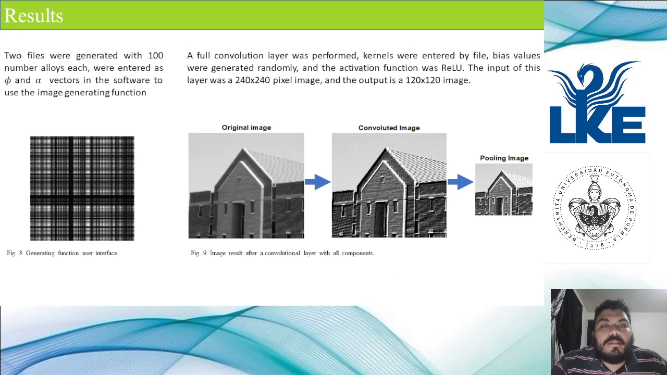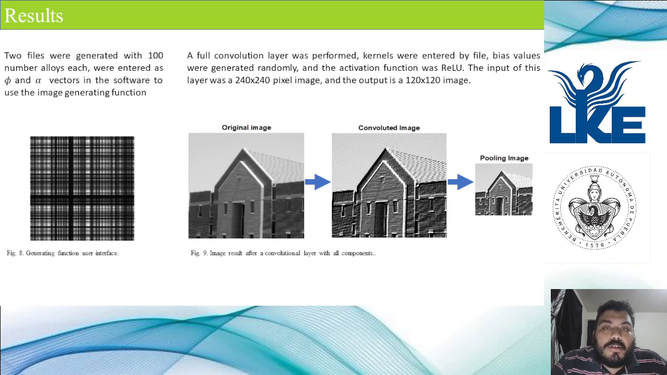Two files were generated with 100 random numbers each, and were entered as phi and alpha vectors in the software to use the image generation function. In figure 8, we can see the image output.